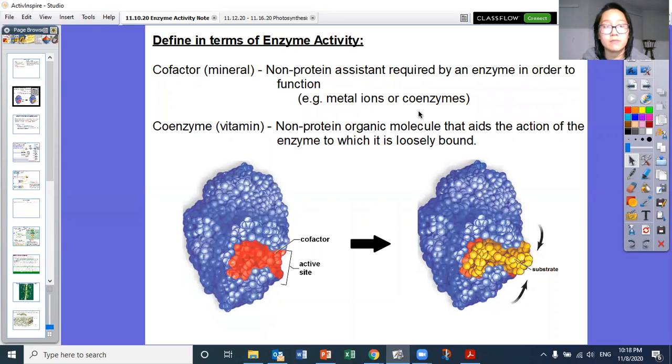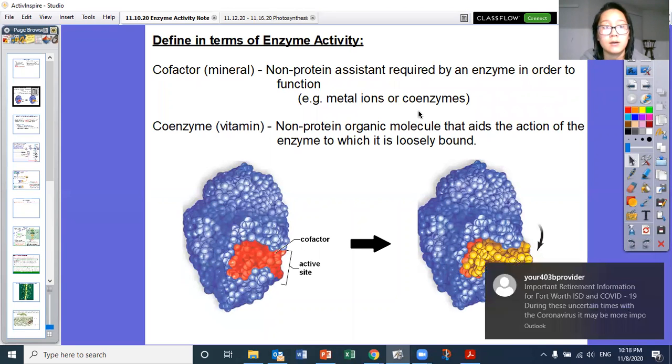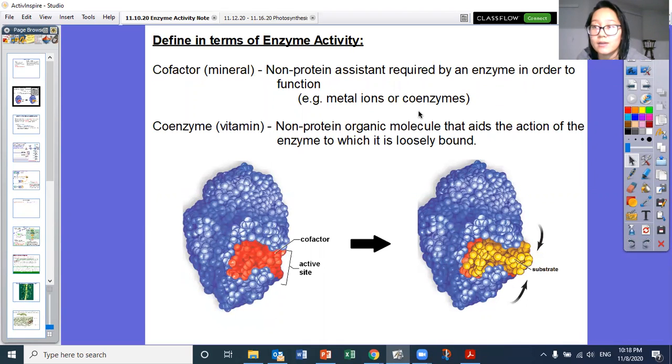Now, getting more specific, a coenzyme is an example of a cofactor, right? But it's specifically a vitamin. And again, it is a non-protein organic molecule, right? Minerals aren't always organic. Minerals are things like metal ions, things that you would think of when you think rocks, right?